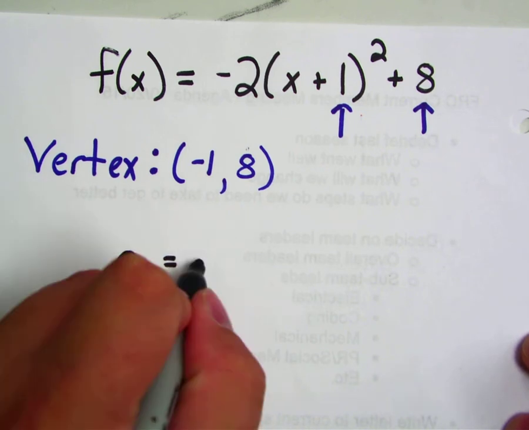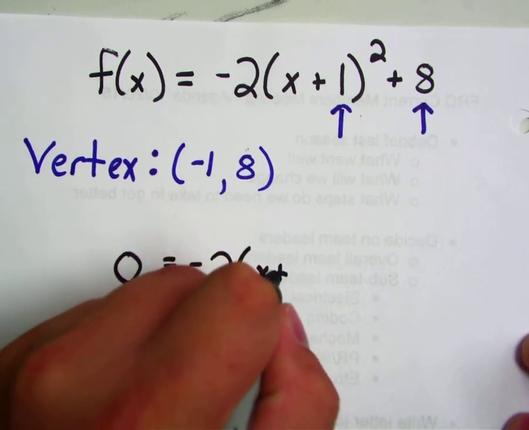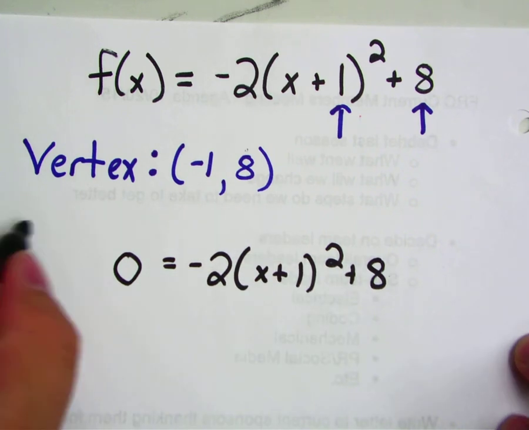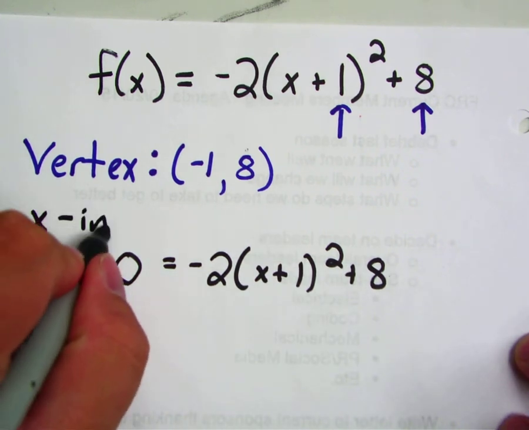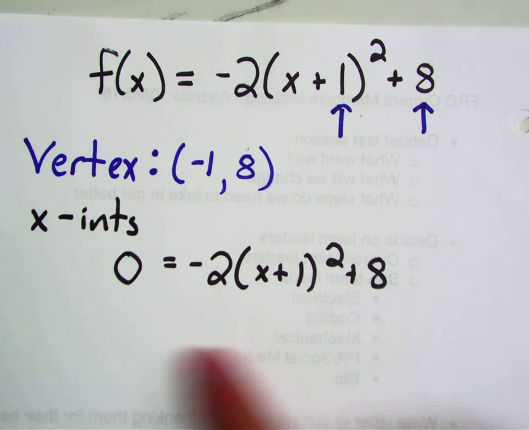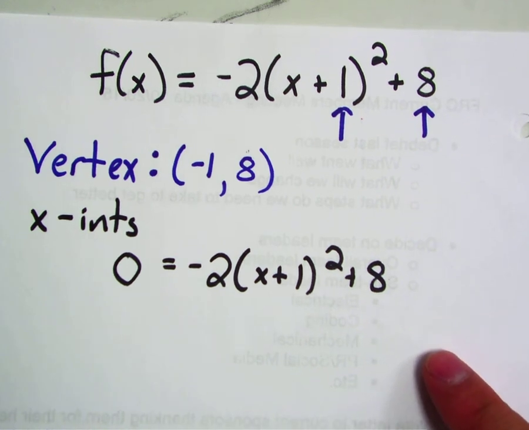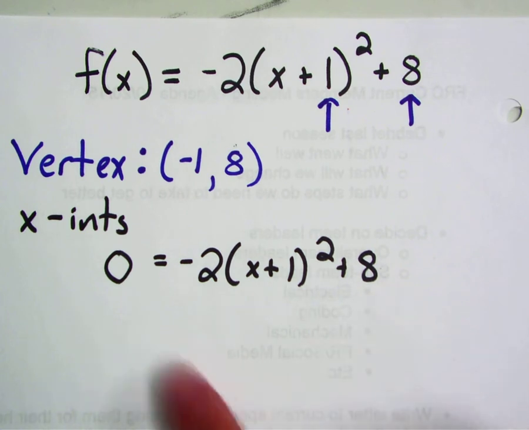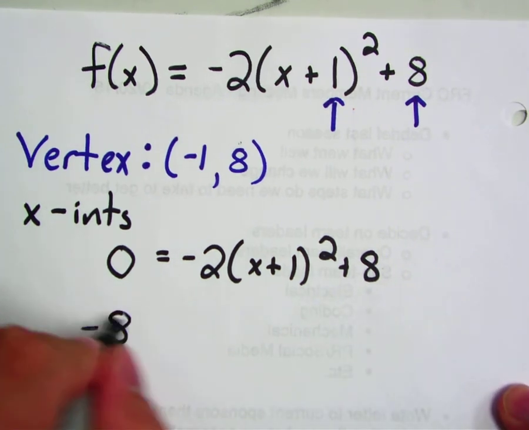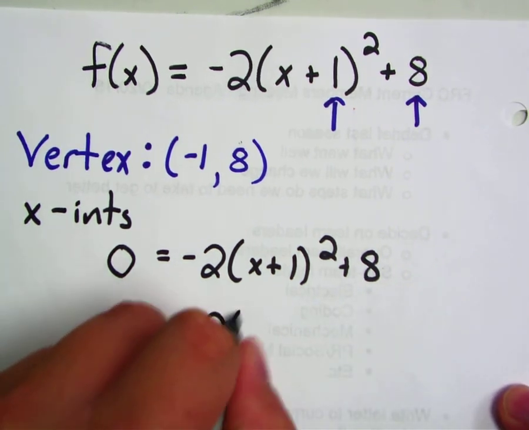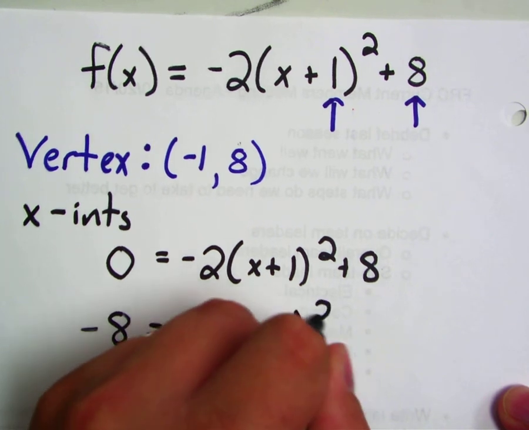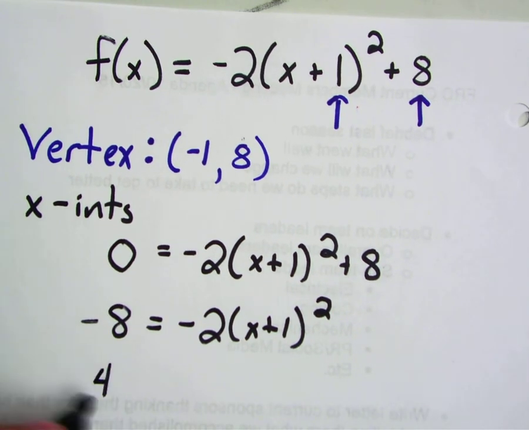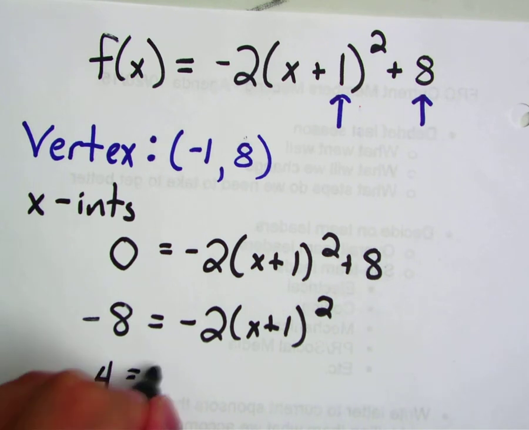So 0 equals negative 2 times the quantity x plus 1 squared plus 8. And again, this is to find the x-intercepts. And we simply have to solve this equation for x. And we're going to do that just like we would normally. We're going to subtract 8 from both sides. We're going to have to divide by negative 2. It's going to make this number over here positive, which is great.